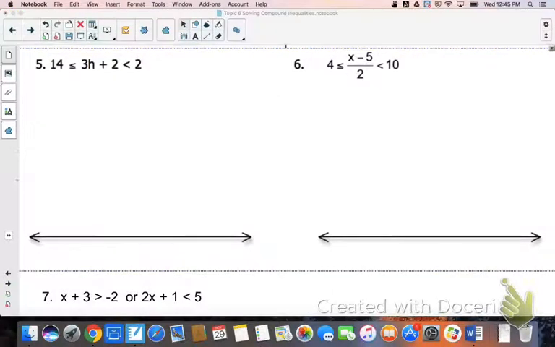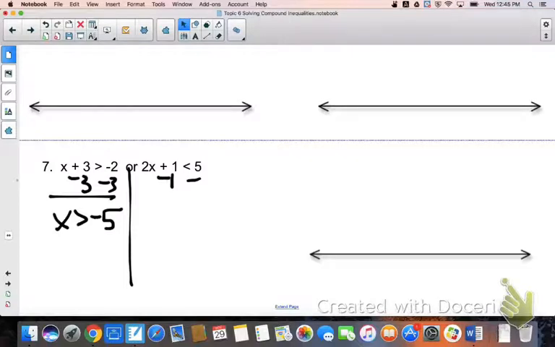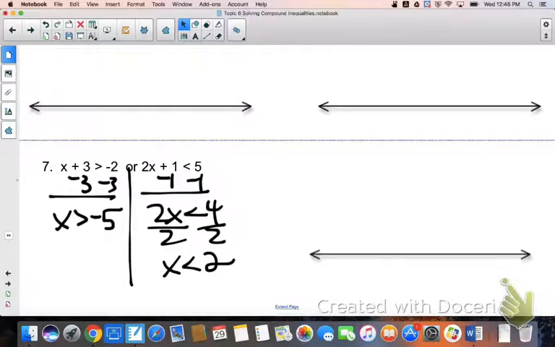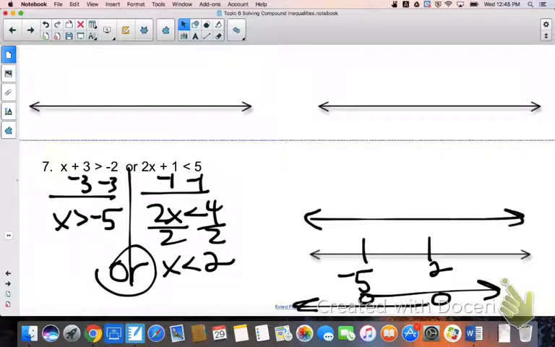And let's move this up to do number 7. On number 7, we have minus the 3. So you get x is greater than negative 5. And here on the right, we minus the 1. And then divide by 2, so x is less than 2. This is an or statement. So we have greater than negative 5, which looks like this, less than 2, which looks like this. Because it is or, that means everything is covered, and we have all real numbers.